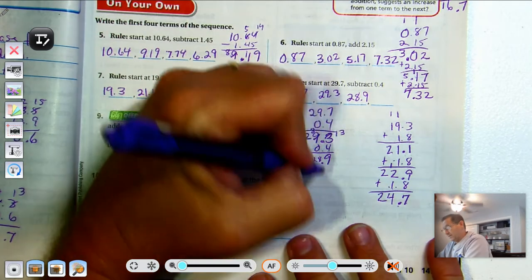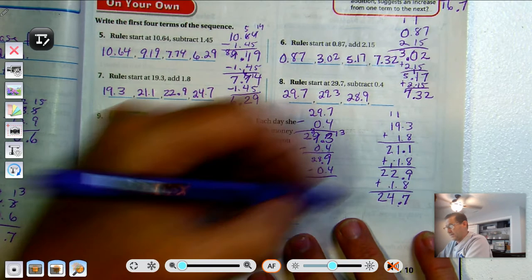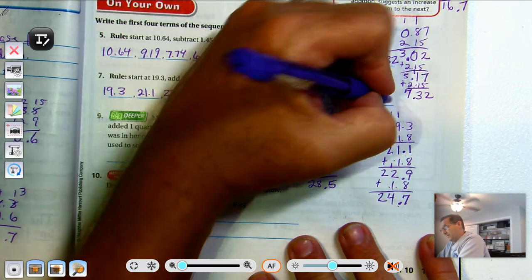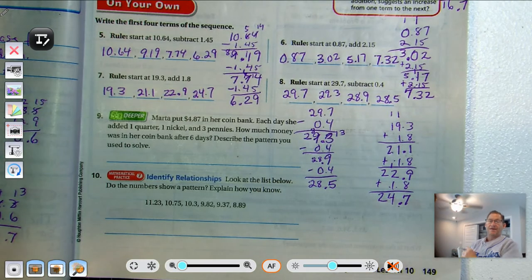And finally subtract 4 tenths from that. 9 tenths take away 4 tenths is 5 tenths. 28 take away nothing is 28. So 28 and 5 tenths.